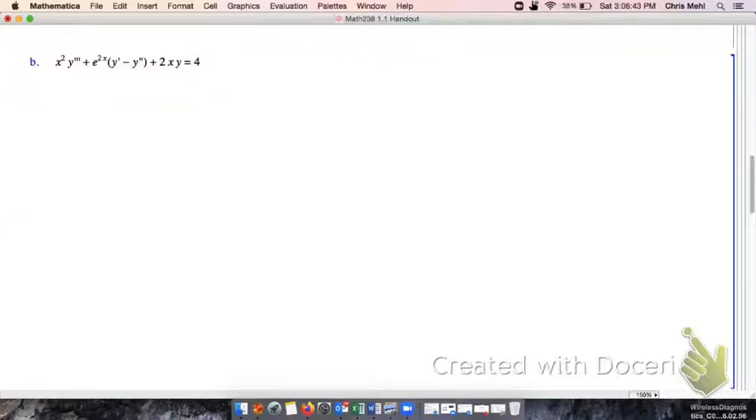Okay, now for part B. I want to write this in normal form, and I'll just leave it in the prime notation.